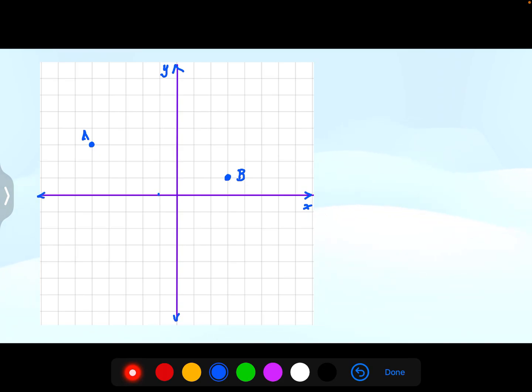Point A, if this was -1, -2, -3, -4, -5, point A is at -5 x value and the y value is 3. Coordinate of B is x value 3, y value 1. And I'm going to be looking for the midpoint. Now the midpoint is halfway between the two x values and halfway between the two y values.